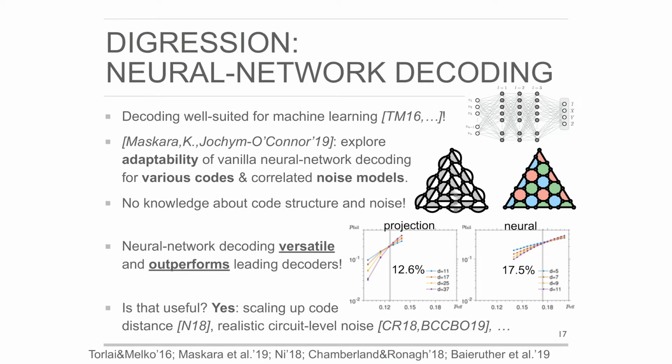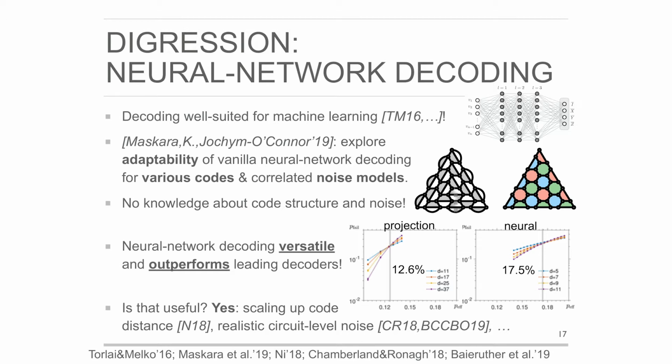When we think about that carefully, we can quickly realize that the decoding problem is very well suited for machine learning techniques. My collaborators, Nishan Mascara and Thomas Joachim O'Connor, and I wanted, some time ago, to explore the adaptability of vanilla neural network decoding for various codes and correlated noise models. As a test bed, we picked the triangular color code and the toric code with a twist. I would like to emphasize that in our explorations, we didn't put in any information about the geometric structure of the code or about the underlying noise model. And we didn't really want to tune neural networks. We just wanted to pick an off-the-shelf, very simple method and check if such a neural network can handle different noise models and different codes.